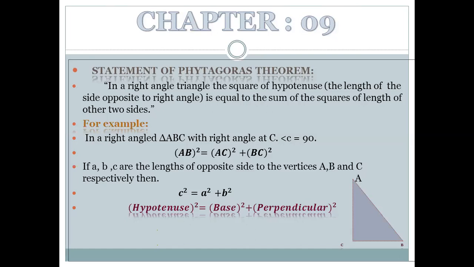So according to the statement of the Pythagoras theorem, when we convert it into the formula, it becomes hypotenuse square is equal to base square plus perpendicular square. In our book also one word is used instead of perpendicular, which is altitude. Both have the same meaning, altitude and the perpendicular.